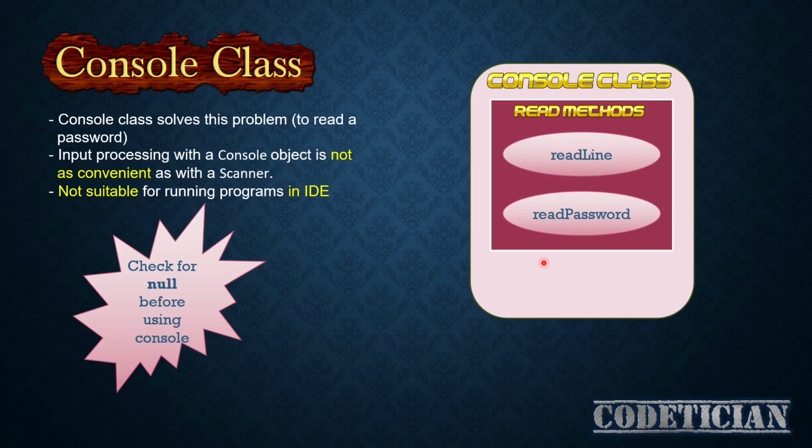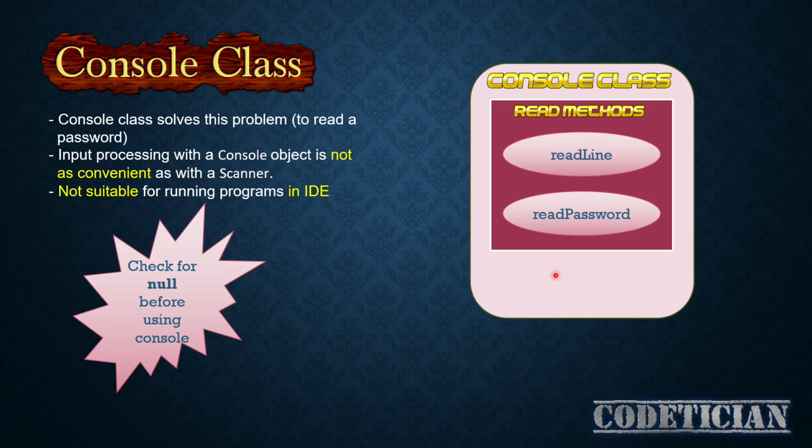But this console class is for applications which are command line based and which have an interactive console. So it is not as convenient as the scanner class because the scanner class has more methods than the console class. Also, the console class is not suitable for IDEs like IntelliJ or Eclipse because they don't have an interactive console. For using console class methods, you need to create an object, and if you don't have an interactive console, then that object will be null.